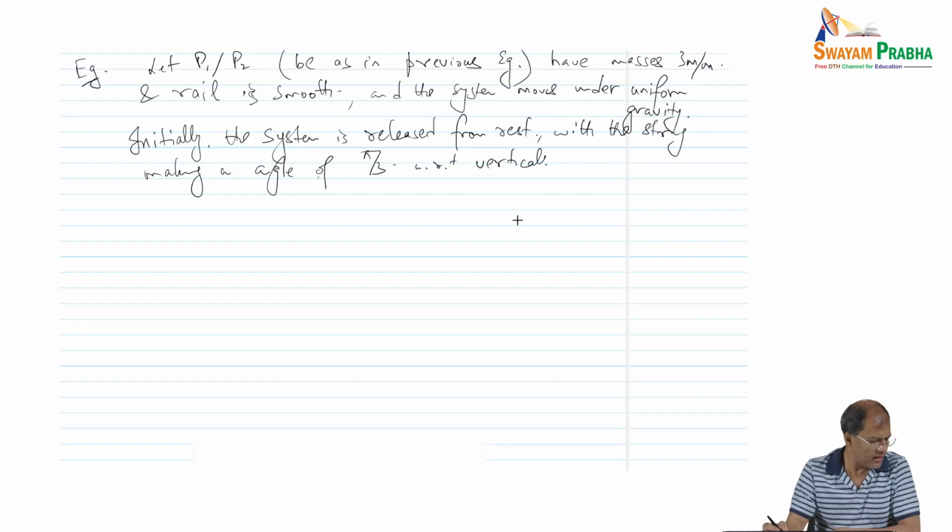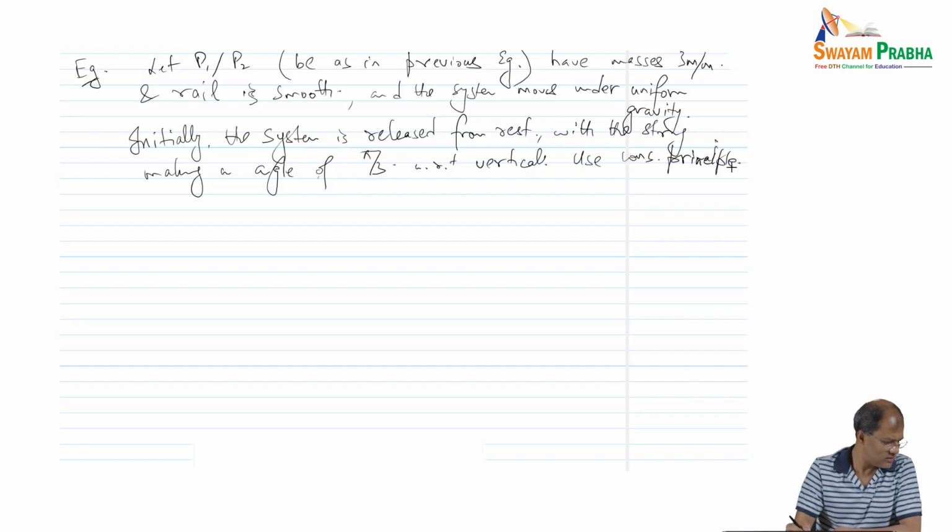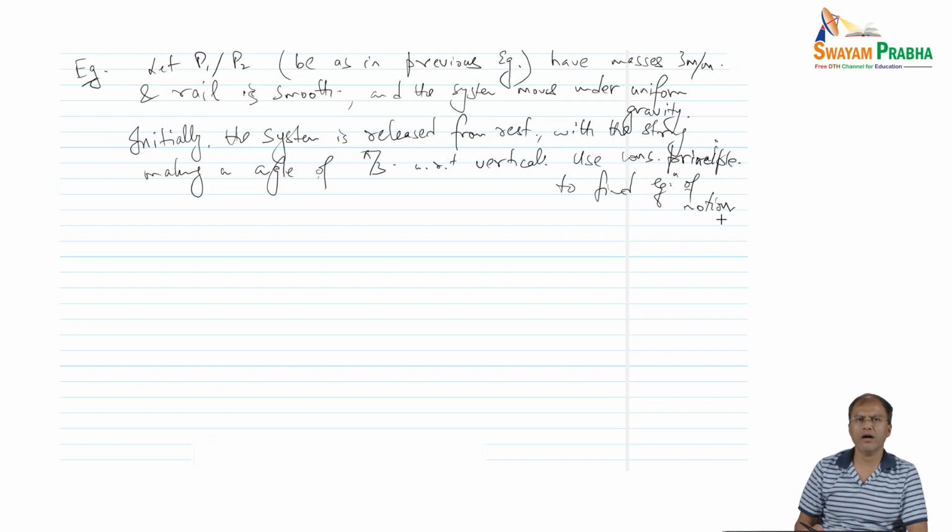And then we have to find the equation of motion of the system using the various conservation principles. So far we have looked at conservation of momentum and conservation of energy. So use conservation principles to find the equation of motion. The problem says don't use Newton's laws of motion, but use the energy and momentum conservation.